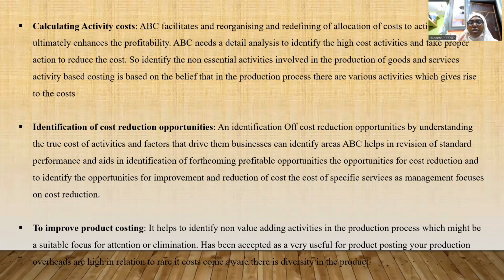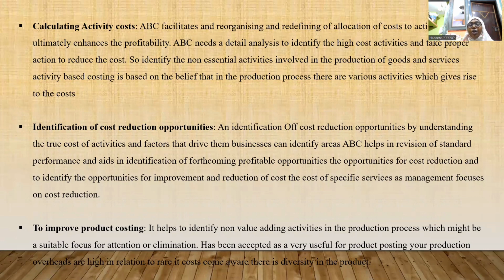The next is identification of cost reduction opportunities. In ABC, identification of cost reduction opportunities is done by understanding the true cost of activities and the factors that drive them, so businesses can identify the areas. This ABC helps in revision of standard performance and aids in identification of forthcoming profitable opportunities. These are opportunities for cost reduction and for improvement, as the management focuses on cost reduction, etc.